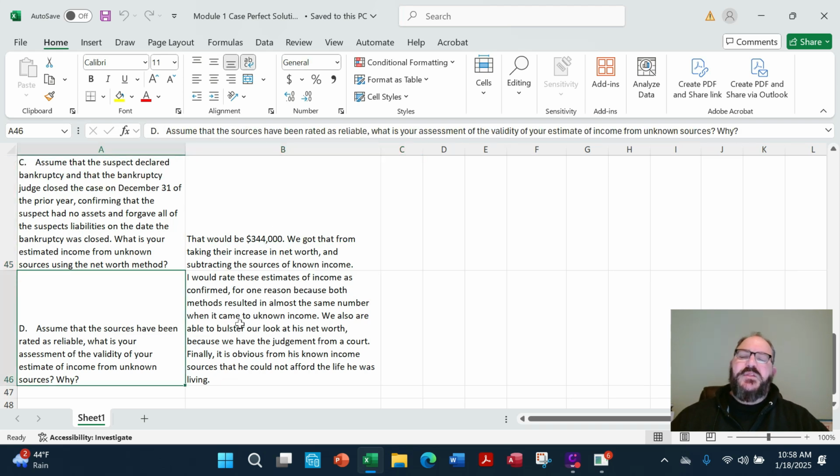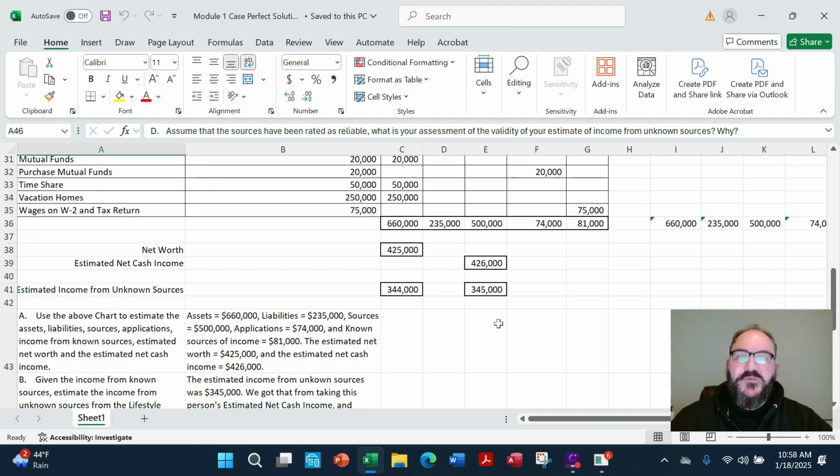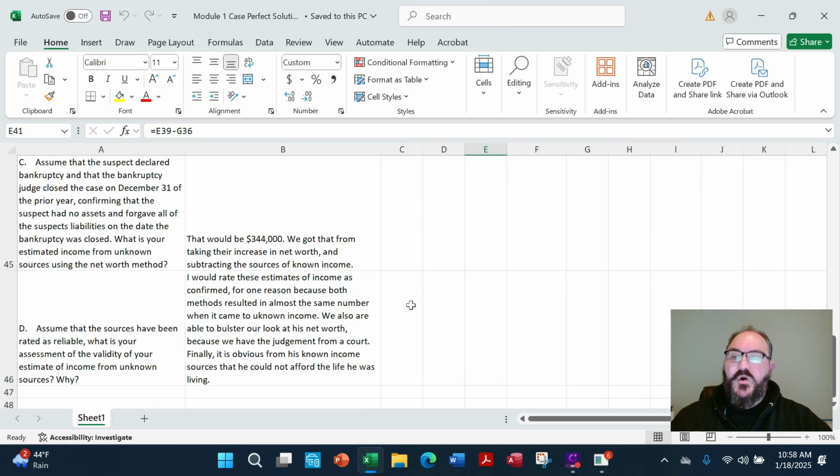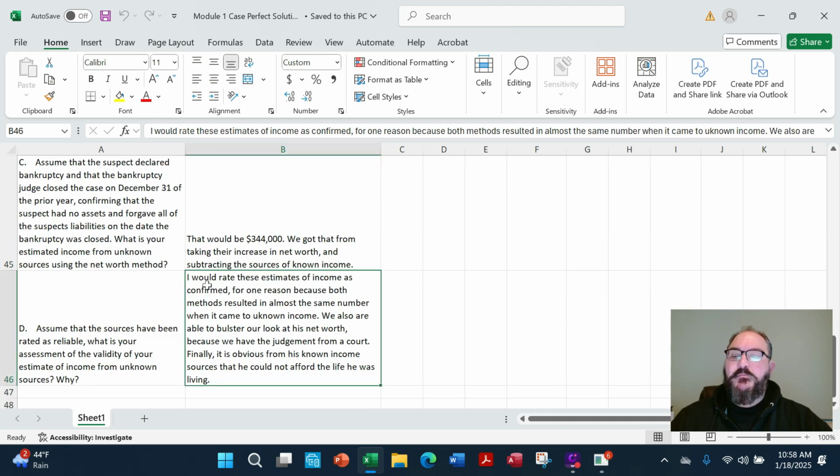And then they're asking which one of these methods works or seems to appear better. Well, if you look up here, these numbers are super close. As a matter of fact, they're almost never that close in real life. So in this case, it's a matter of judgment. I rate both confirmed. Why are they both confirmed? Because they're super close, and because they're so close, and we have what we believe to be reliable data, we think these both seem right. And finally, here it's obvious from his known income sources he could not afford the life he was living.